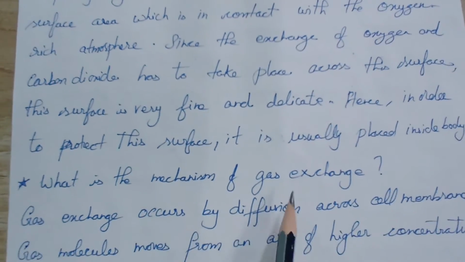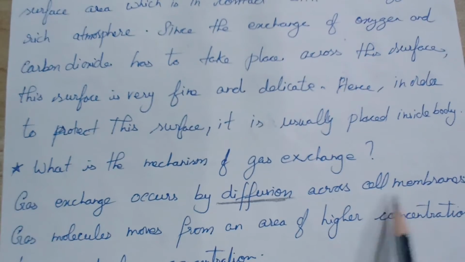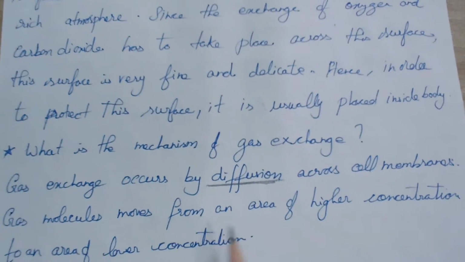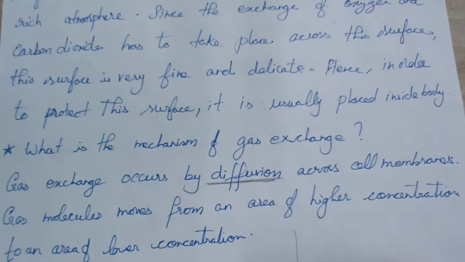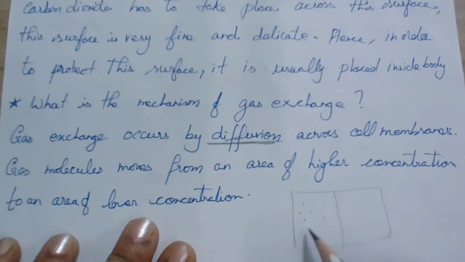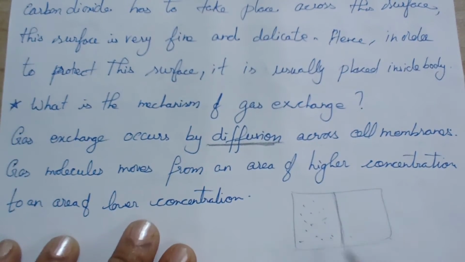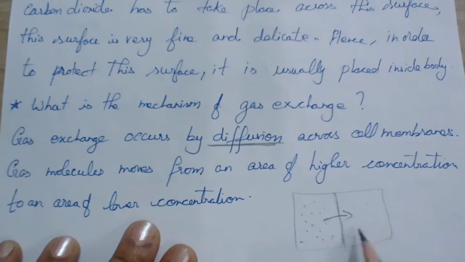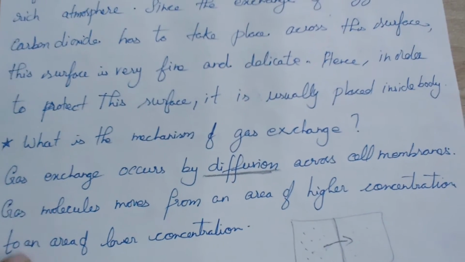Okay, what is the mechanism of gas exchange taking place here? Gas exchange occurs by diffusion across cell membranes. Gas molecules move from an area of higher concentration to an area of lower concentration. For example, imagine like this. This is a more concentrated oxygen place. It is a membrane-like structure, imagine that this is a cell membrane. Only less oxygen is present here. So by diffusion, this moves from higher concentration to lower concentration. This is a diffusion process. So by what mechanism are gases exchanged here? By the diffusion process.